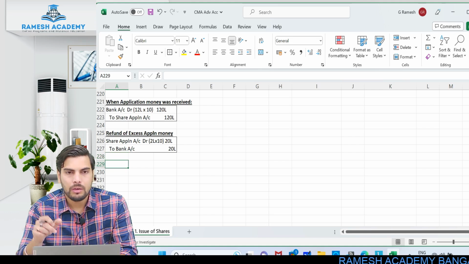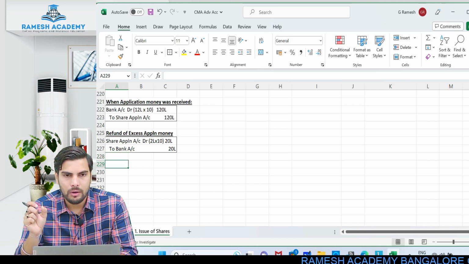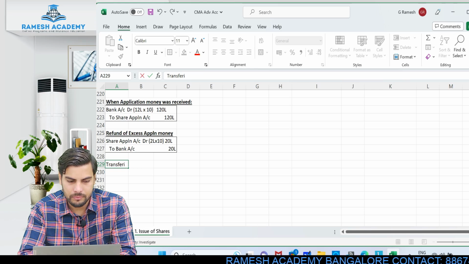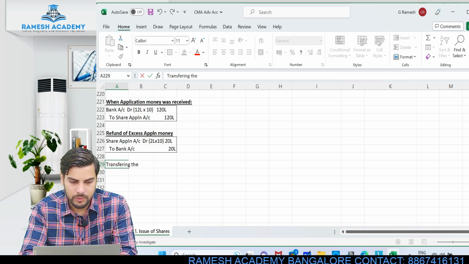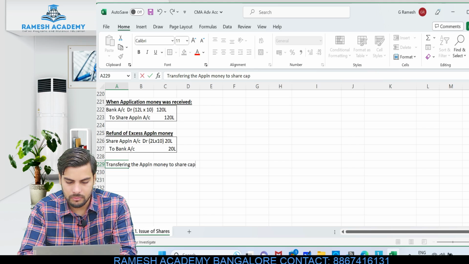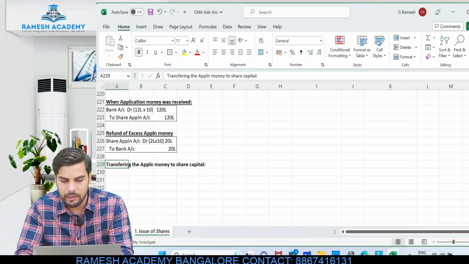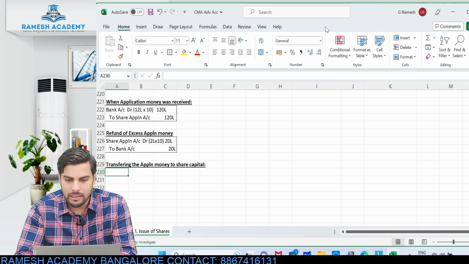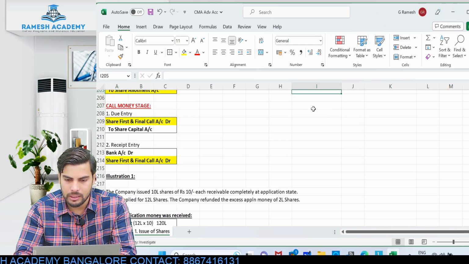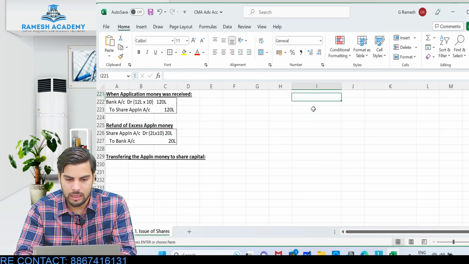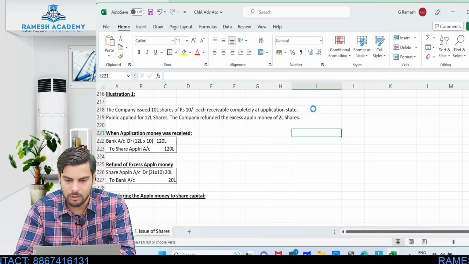Now the remaining amount pertaining to those 10 lakh shares. Don't you think I'm supposed to transfer it to share capital? So the entry for transferring the application money to share capital. Let us understand what exactly will be the entry when I'm transferring this application money to share capital. If you guys are getting confused, just prepare this particular ledger, just like how I showed you over here. I'm just writing this ledger to make you understand, so it is not a part of the solution.